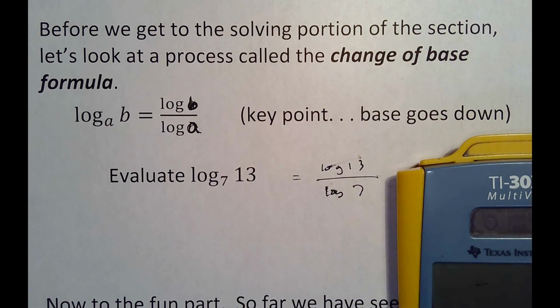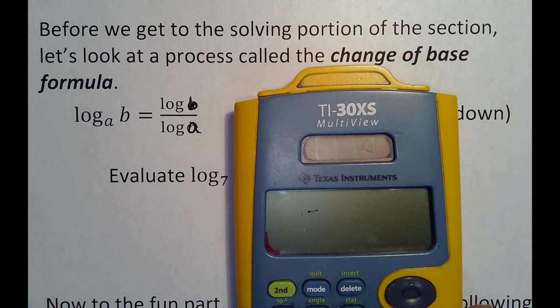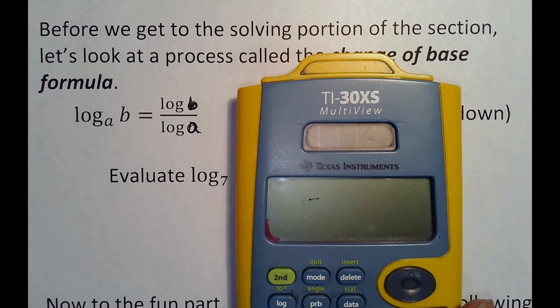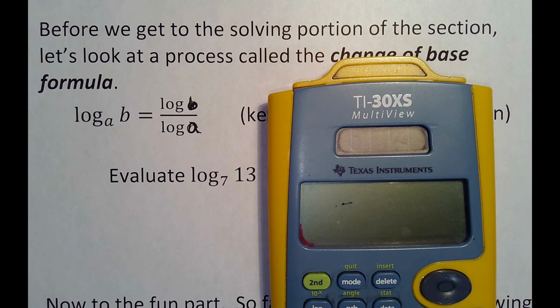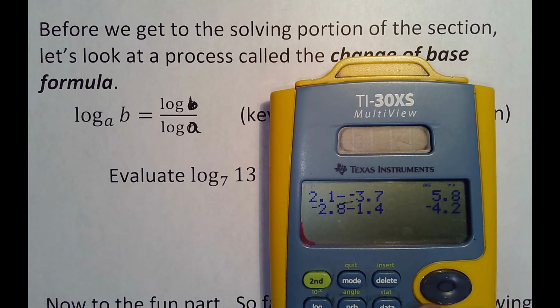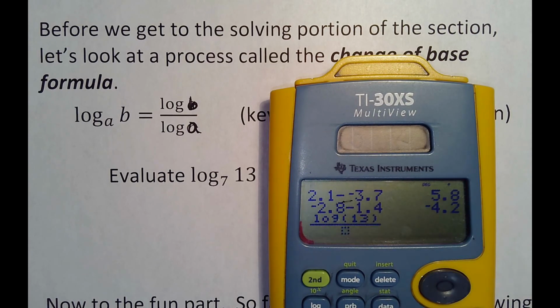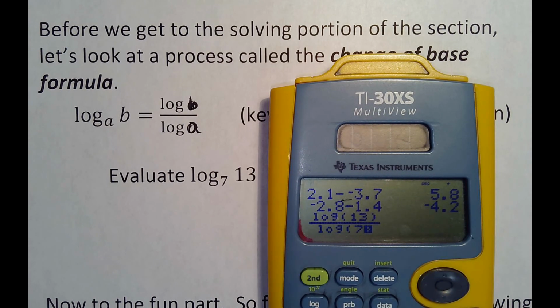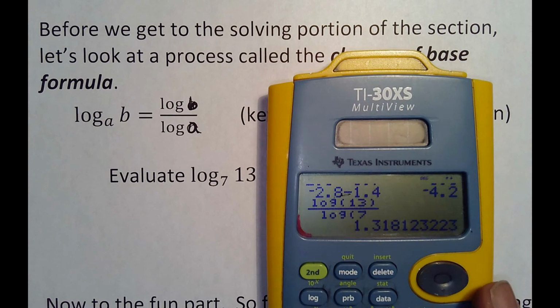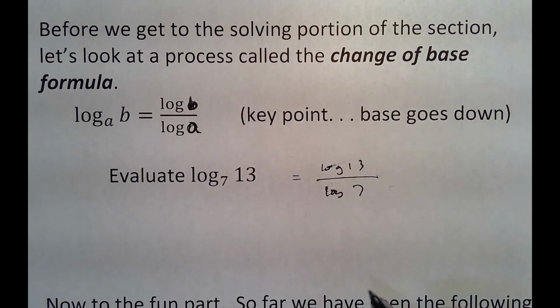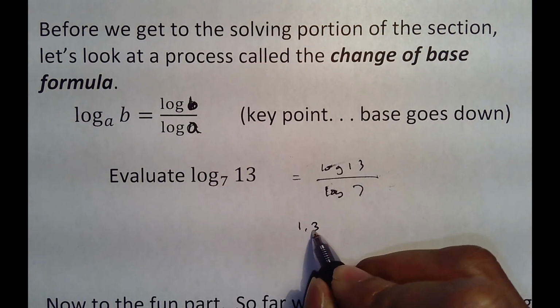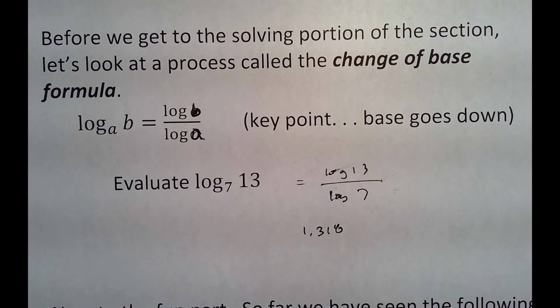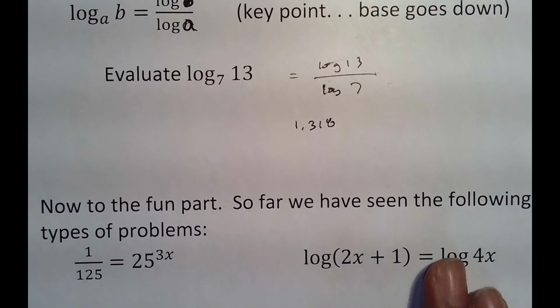So log of 13 over log of 7, close your parentheses, and that is 1.318. They're usually going to have you round to the nearest thousandth, so just keep that in mind. So again, typically round to the nearest thousandth. 1, 2, 3, yep. So that's usually what we're going to be doing.